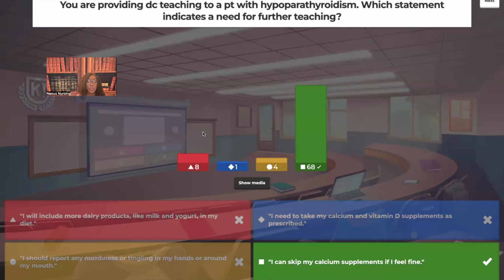And last, I should report any numbness and tingling in my hands or around the mouth. You better, because those are signs and symptoms of what? Hypocalcemia. And guess what? There may be some more serious complications behind, including what? Laryngeal spasms. We don't want that patient's throat, airway closing up on them. We don't want them going into seizures. We don't want them having cardiac dysrhythmias.